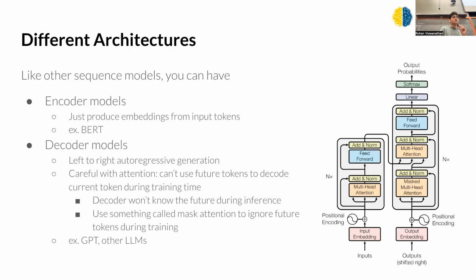There are different kinds of architectures that we could have. Like other sequence models, we have encoder models that just produce embeddings. How many of you have heard of BERT before? Have any of you, by show of hands, used BERT before? Nice, okay, cool. Like I mentioned, BERT was developed by Google, and it allows us to do both sentence level embeddings and individual word embeddings. We're able to produce a set of embeddings from input tokens.